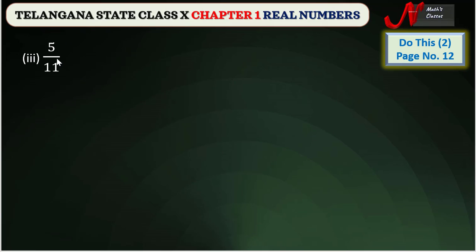Now we solve the third bit, 5 by 11. To solve this one, we have to divide the numerator 5 by the denominator 11. Here numerator 5 is less than 11, so we keep the decimal point in the quotient. So we keep 0 after 5, and it becomes 50.